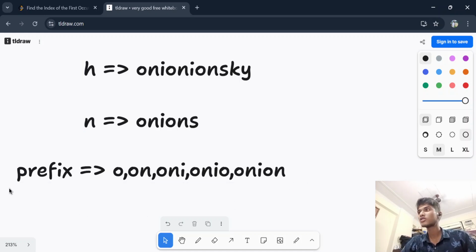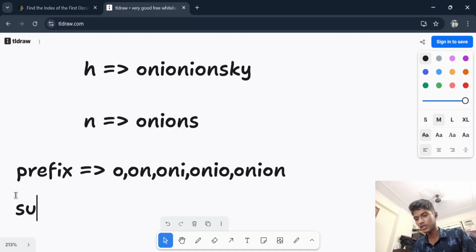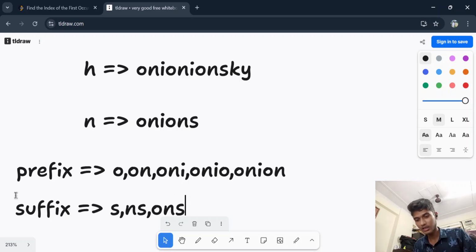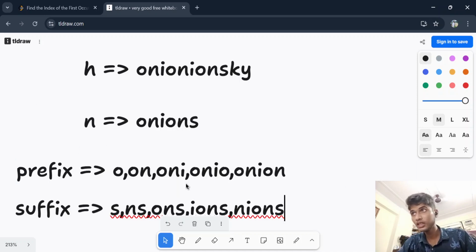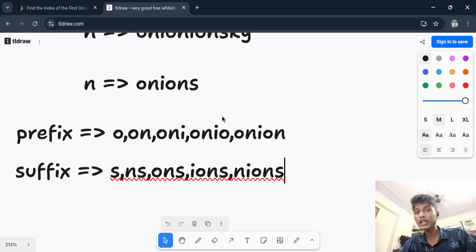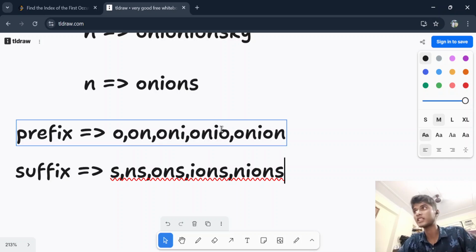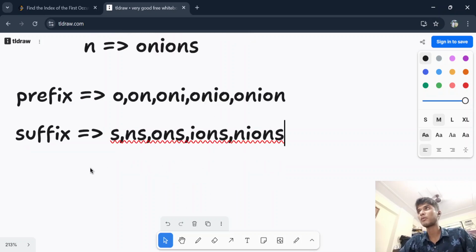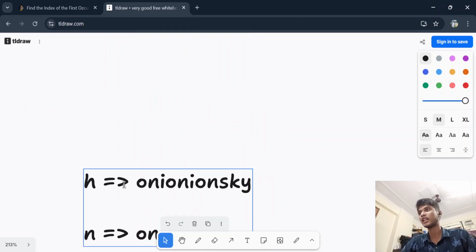And what are suffixes? S is a suffix, NS is a suffix, ONS is a suffix, IONS is a suffix, and NIONS is a suffix. So these five are suffixes, but ONIONS is also not a proper suffix. So these are the proper prefixes and proper suffixes, and we have to make an LPS array for the needle.